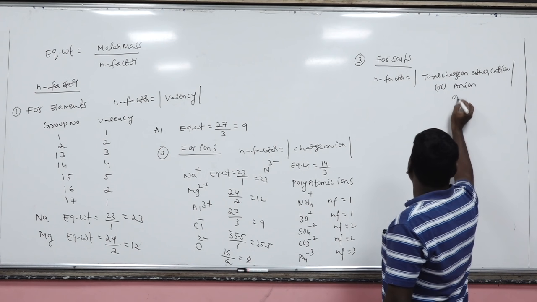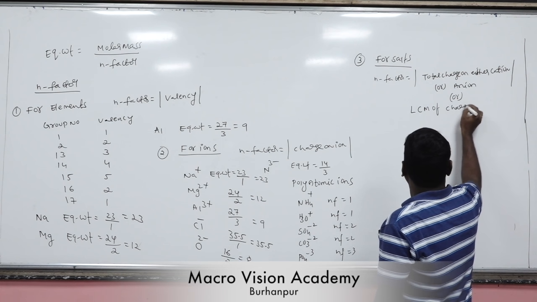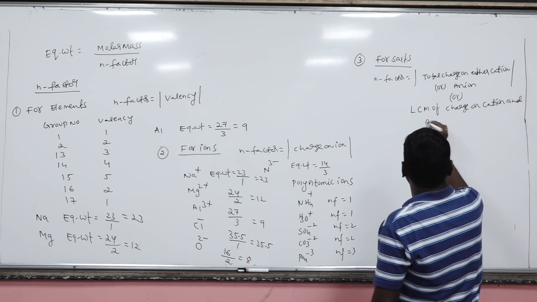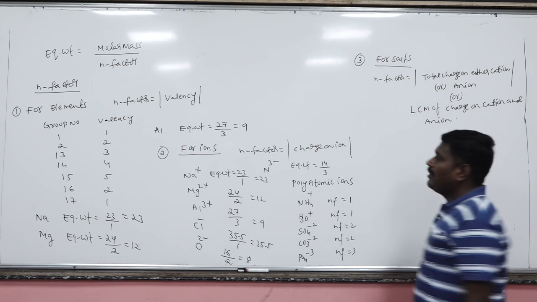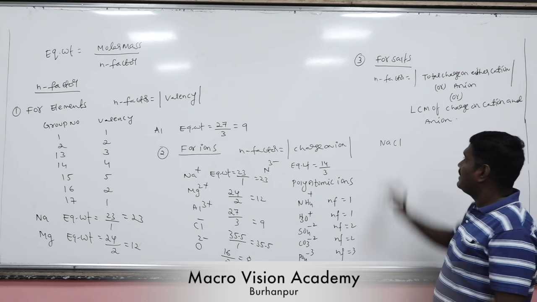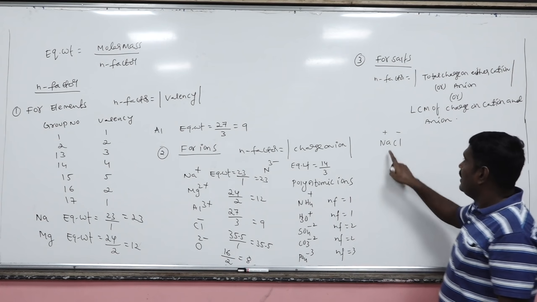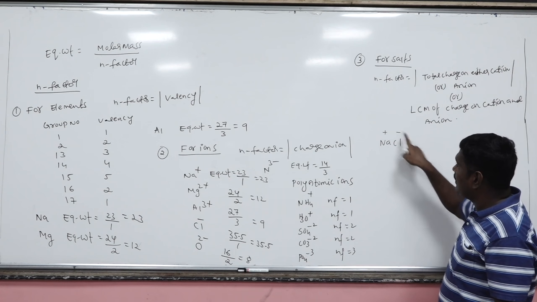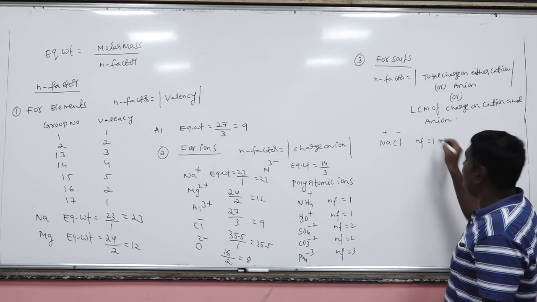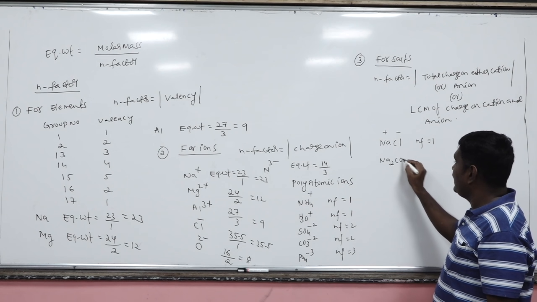Okay, otherwise the LCM of charge on cation and anion. Now let's suppose I have sodium chloride. This is a salt. What is the valence of sodium? 1. Chlorine is also 1. Plus 1, minus 1. If you take the total charge on the cation or total charge on the anion, we only have to take the magnitude. So here n factor is equal to what? 1. Let's suppose sodium carbonate is there.